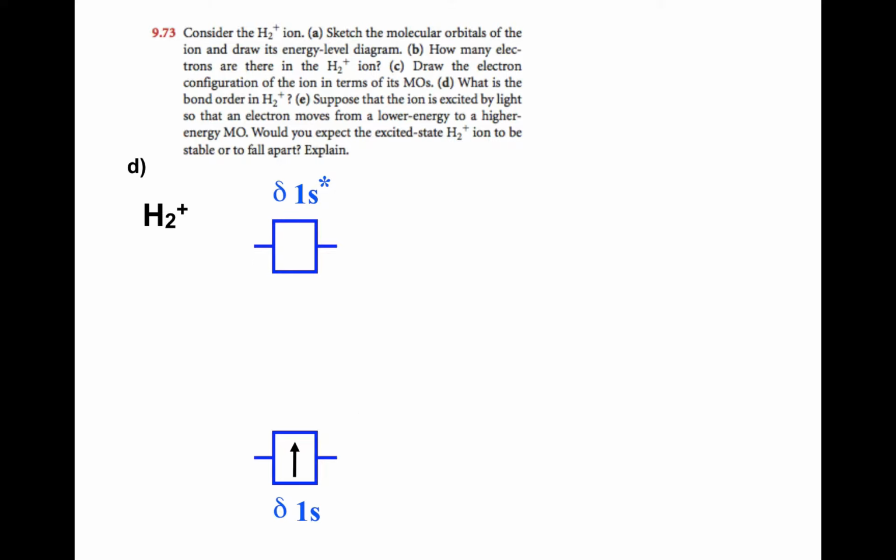Bond order is a simple way of determining whether you have a stable bond or not. The way it works is you take the number of electrons in the bonding orbitals and subtract the number of electrons in the antibonding orbitals. In the case of H2 plus, we only have one electron in the bonding orbital and no electrons in the antibonding orbital, divided by 2. If I end with a bond order that's greater than 0, this implies a stable bond. If I end up with a bond order of 0 or less, like a negative value, this implies a non-stable bond, and the bond will break apart.